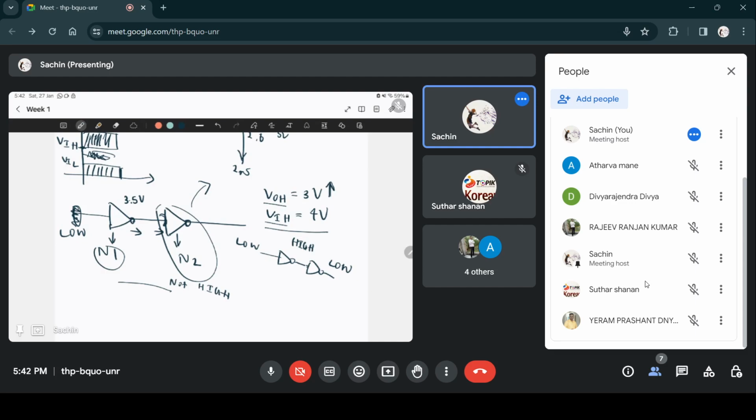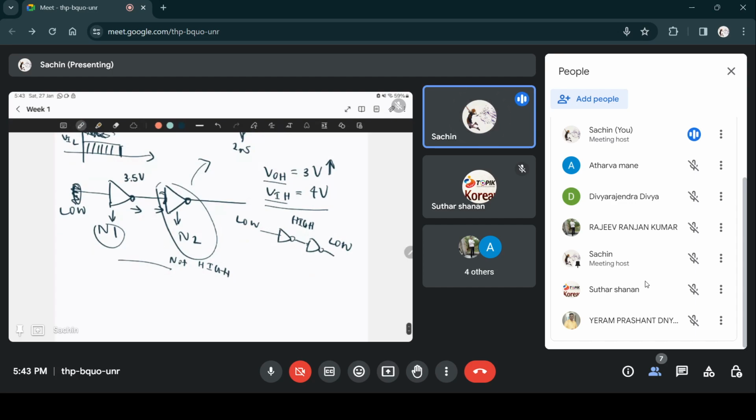The high input value should be smaller than the high output value. So let's say this VIH was not 4 volts but only 3 volts. In that situation, what will happen? The first NOT gate gave out 3.5 volts, which is actually more than VIH for the second NOT gate, right? So the second NOT gate will also think, okay, this guy has actually sent me a high voltage. My input is actually a high voltage. So it will give out a low output now. So that's why the VOH, VIH and all are important.